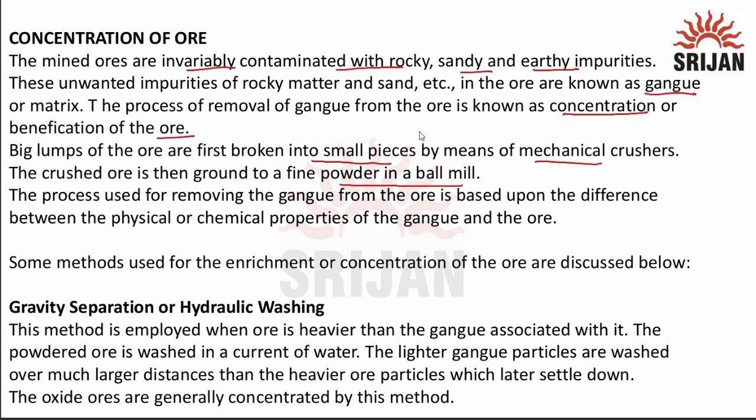Now the process used for removing the gangues from the ore is based upon the physical and chemical properties of impurities and the ore. That means we separate the ore from the gangue on the basis of the chemical properties of ore or the physical properties of ore. The first method that we use is gravity separation. This gravity separation method is based on the density of gangues and ore particles.